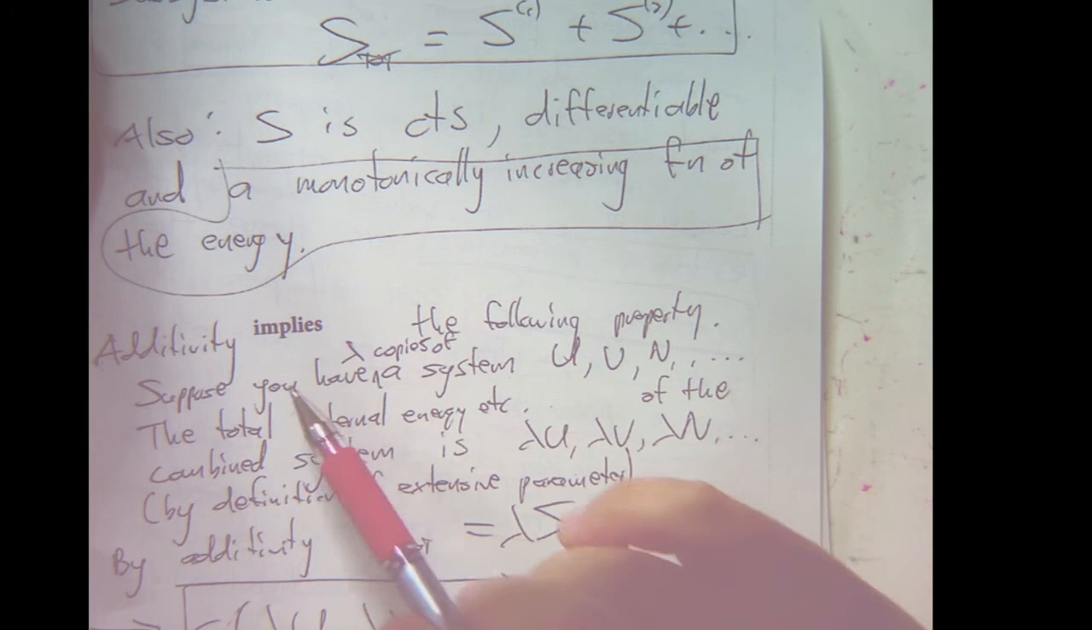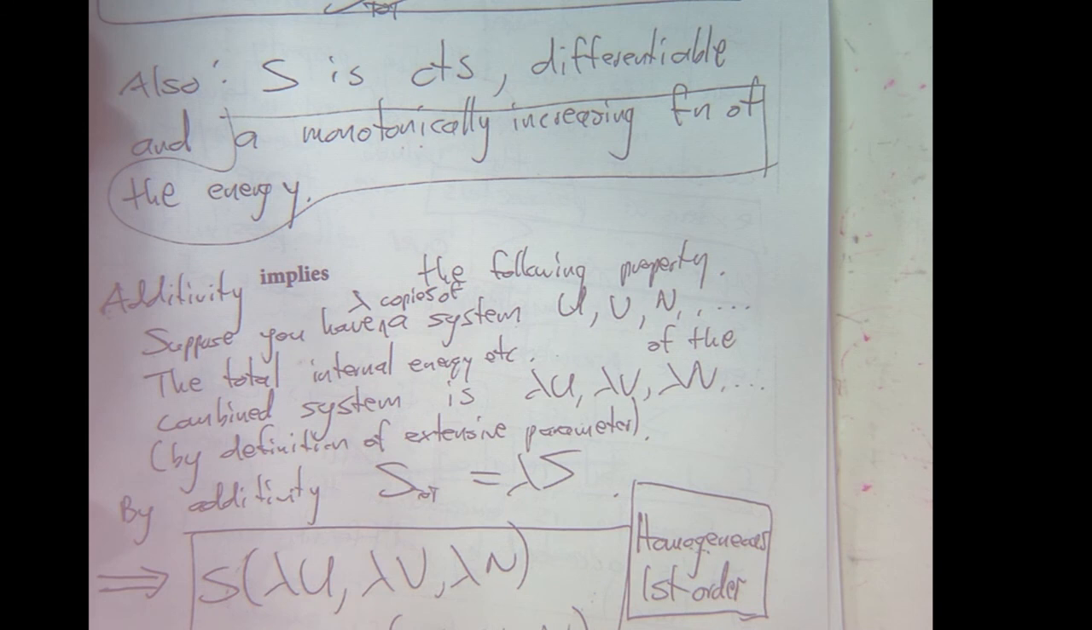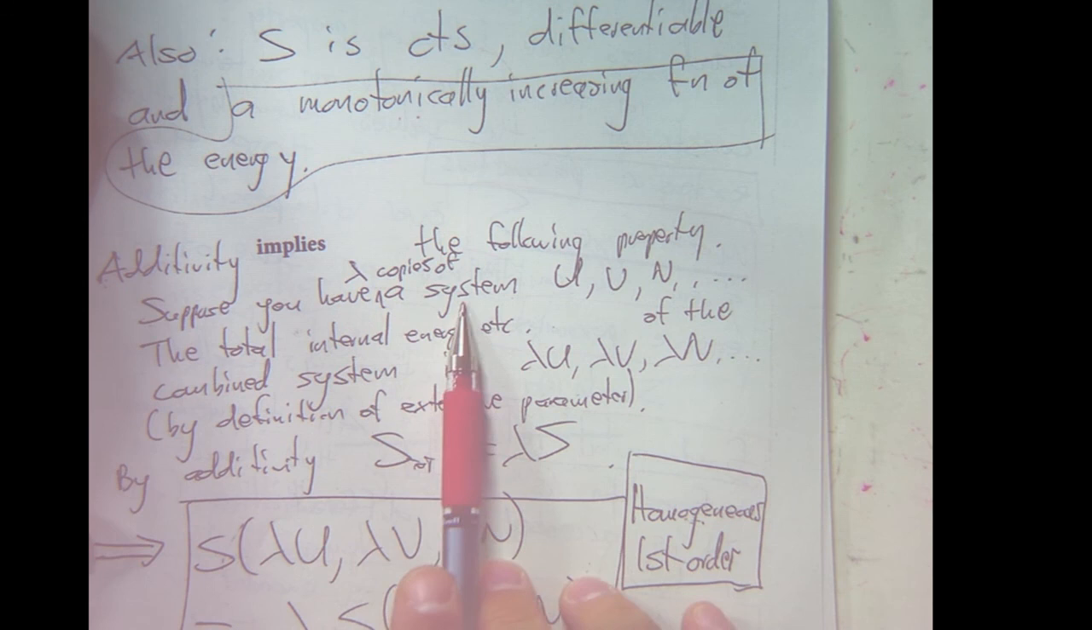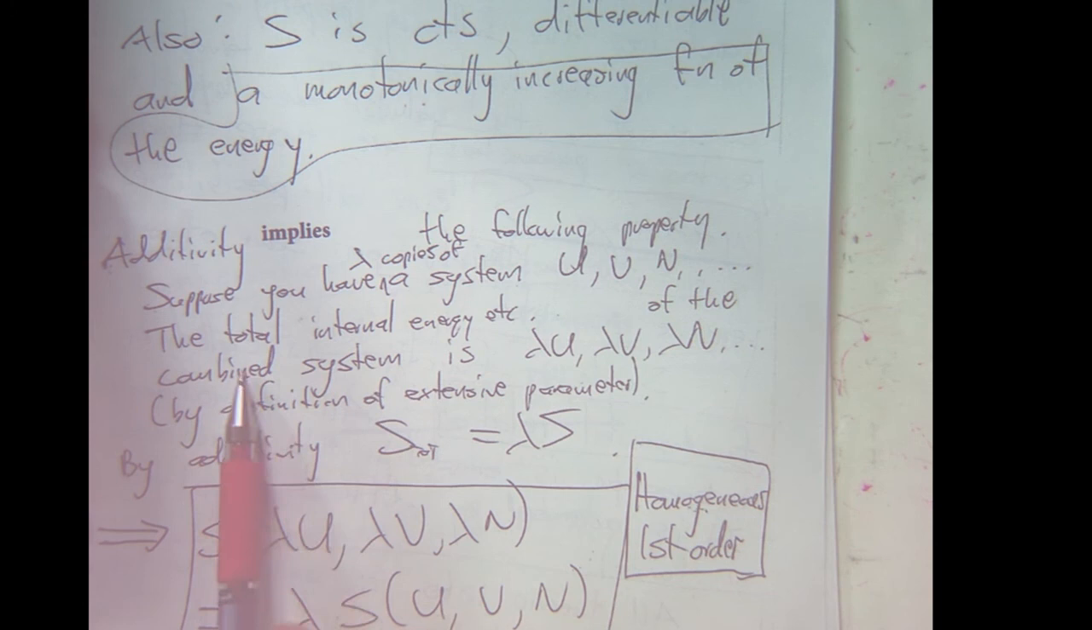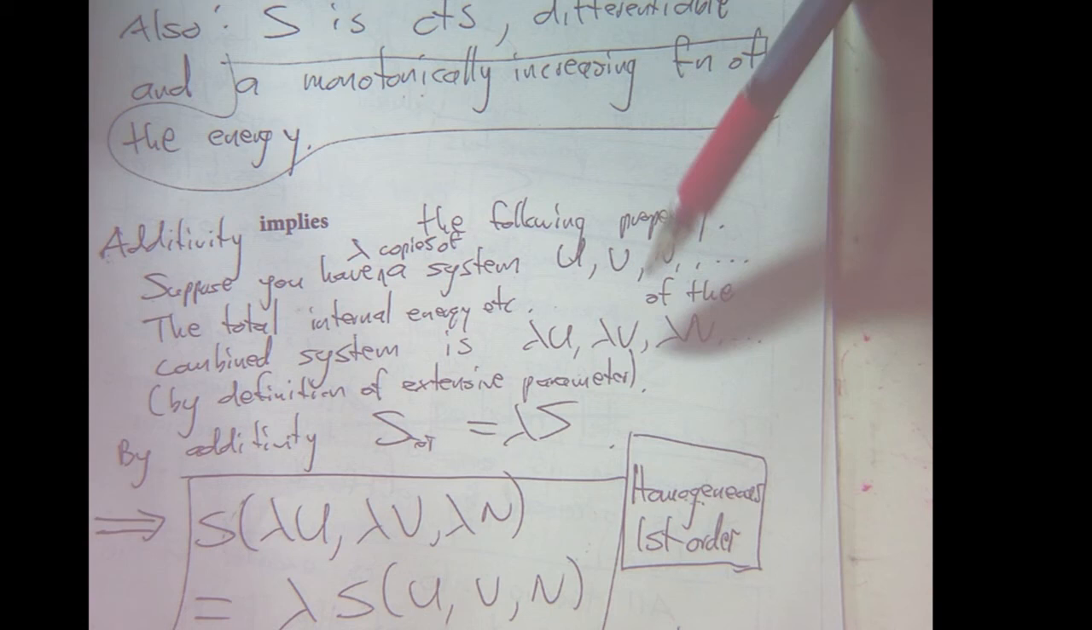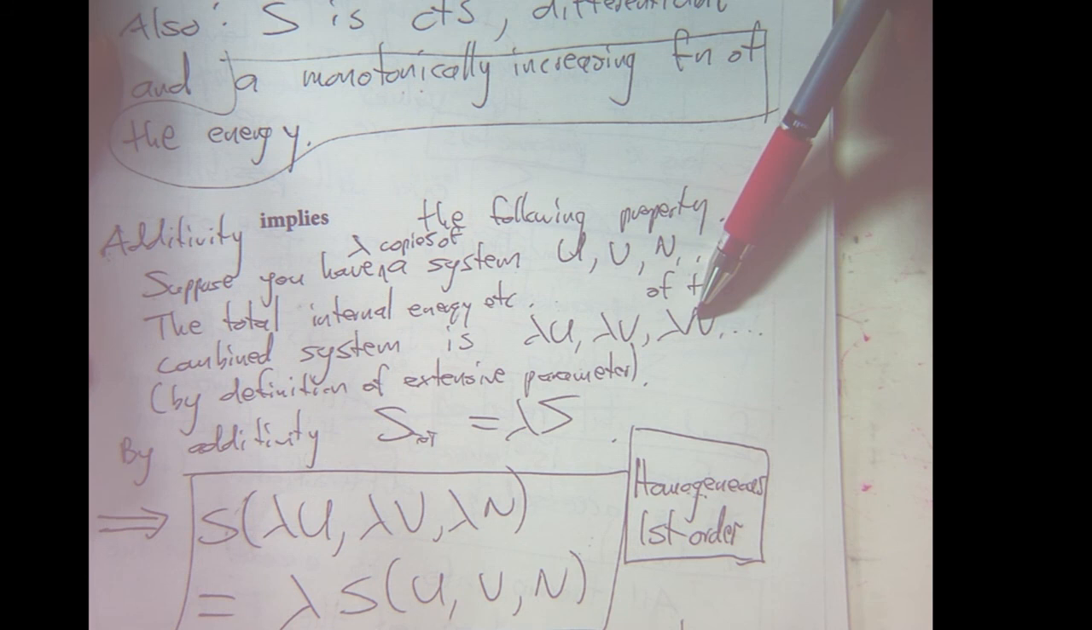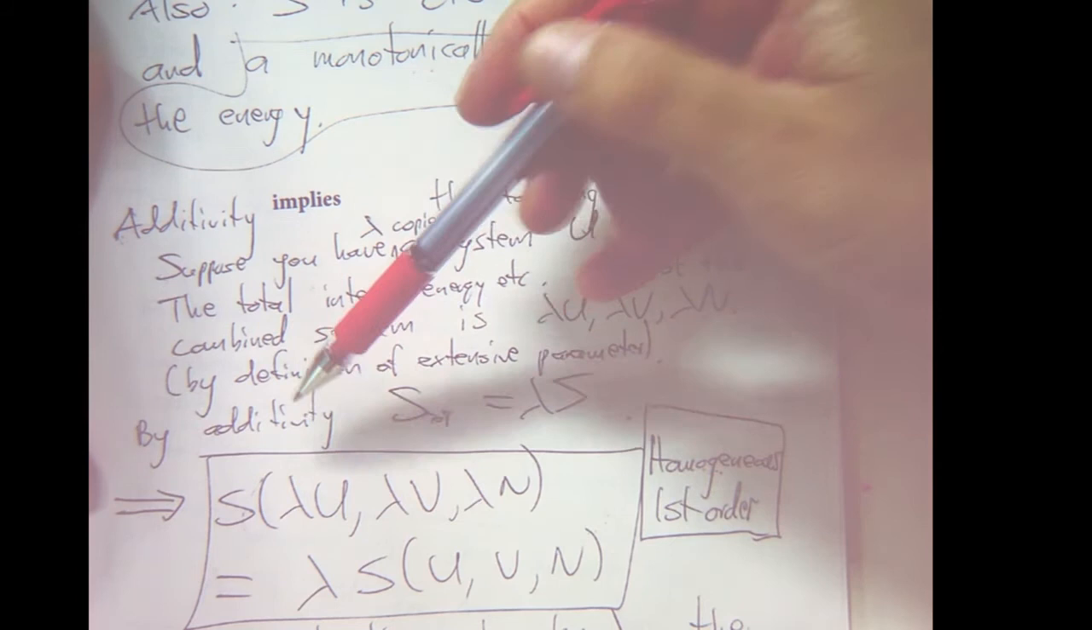Additivity, as Convoy just said, implies the following property. Suppose you have lambda copies of the system with extensive variables U, V, N, and maybe others. The total internal energy, etc., of the combined system is then lambda U, lambda V, lambda N, etc. This is by definition of extensive parameters. And also by additivity, the total entropy is lambda times the entropy of one system.